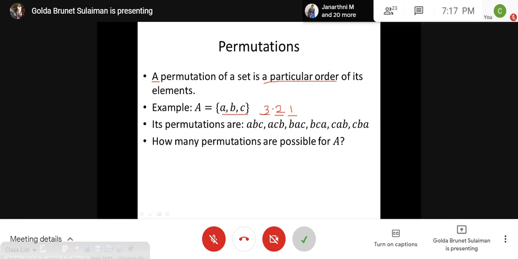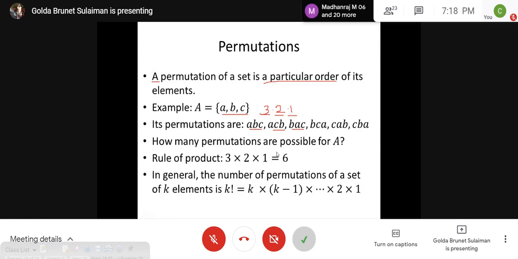Okay, you can just list out. Okay, you can maybe give an exercise shortly. Okay, so how many permutations are possible? It is again the rule of product. Okay, we get 6 ways.